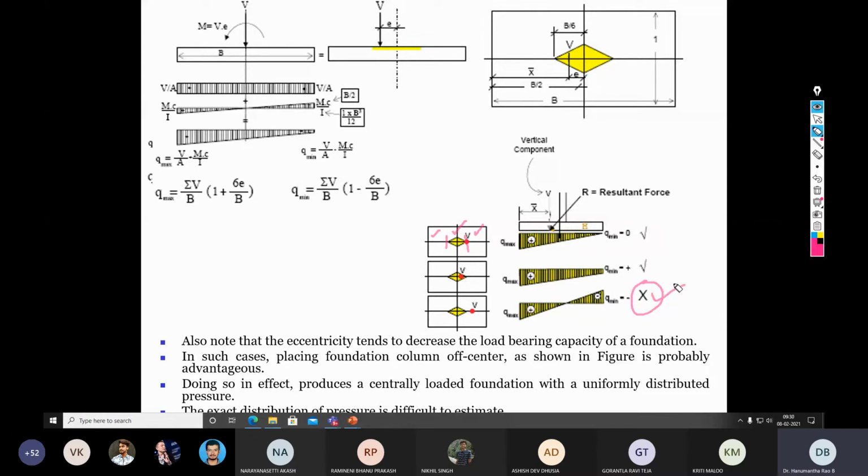Sir, middle third or B by 6? This itself is called the middle third rule. B by 6 on one side, B by 6 on the other side. So B by 6 plus B by 6 is B by 3. See, for example, if you look here, this is one B by 6 and this is another B by 6. So the total is B by 3.